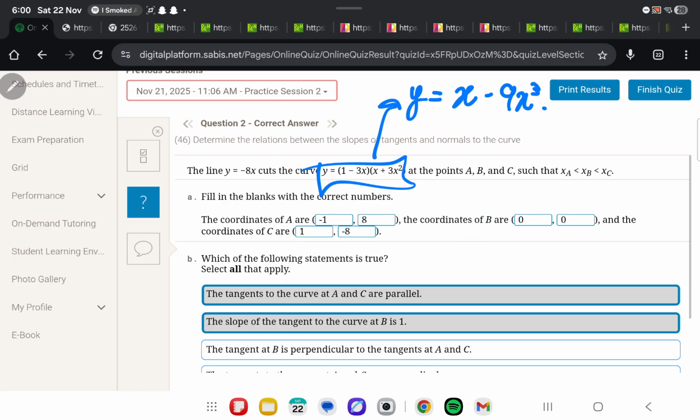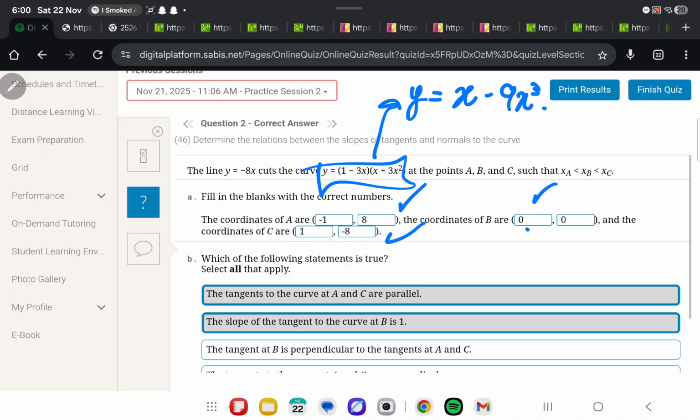What will you get? Plug negative 1 into negative 8x: negative 8 times negative 1, you'll get positive 8. Now 0 into negative 8x, negative 8 times 0, so y is 0. Then plug 1 into negative 8x, you'll get negative 8 times 1, which is negative 8, and those are your points A, B, and C.